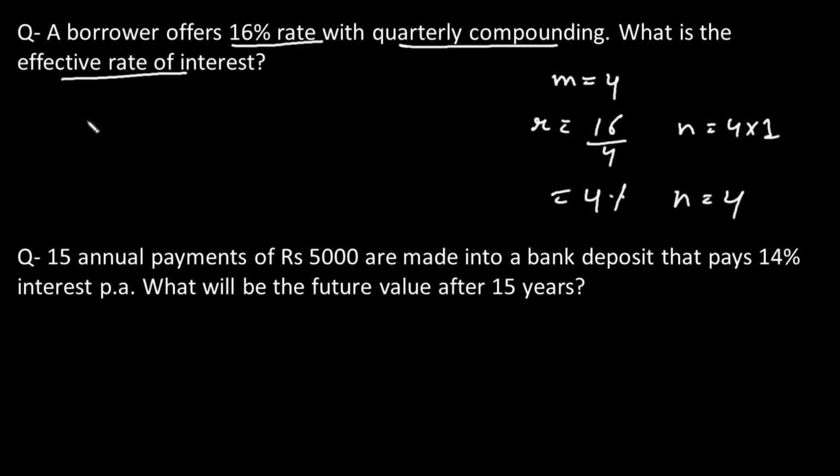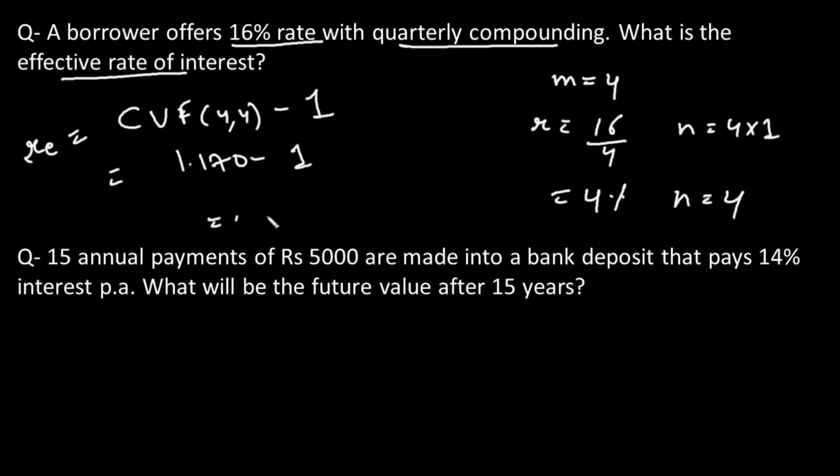So now to calculate effective rate of interest, our formula is RE equals CVF 4 and 4 minus 1, which is 1.170 minus 1, 0.170. So this is basically 17%, our effective rate of interest.